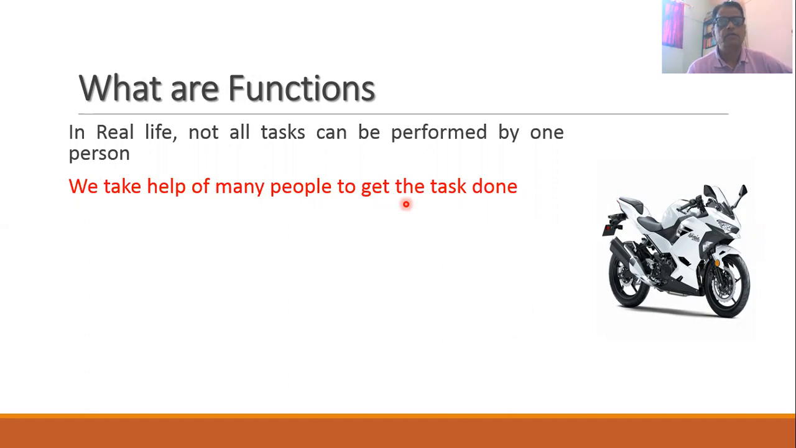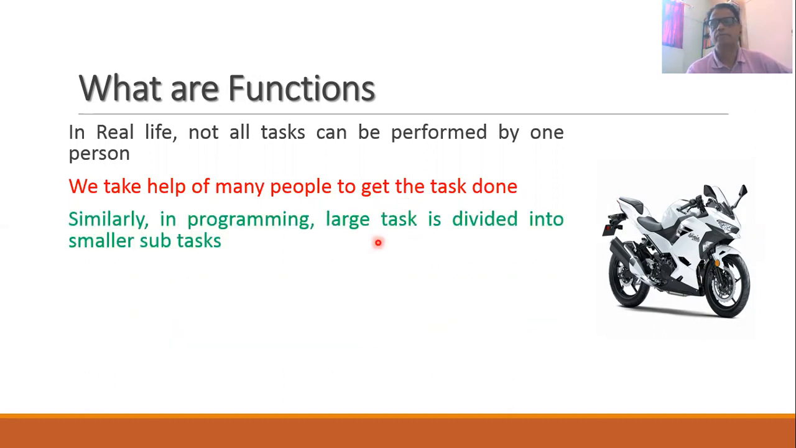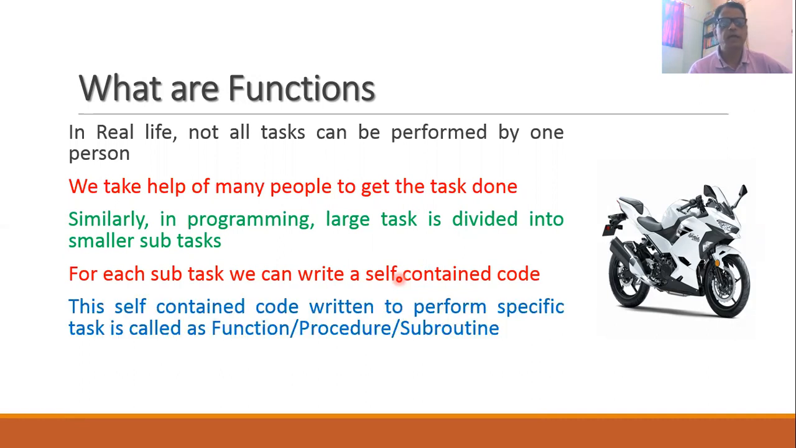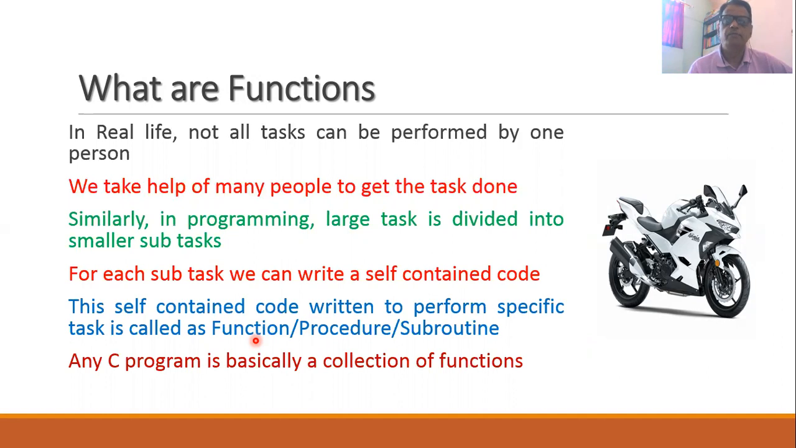Similarly, in programming also, whenever we have a large task, we can divide this large task into smaller subtasks, and we can write self-contained code for each subtask. Now, when such self-contained code is written to perform a specific task, it can be called a function. A function can also be called a procedure, or many times we call it a subroutine. And as I say, any C program is basically a collection of functions.